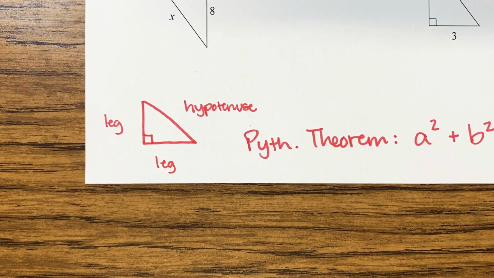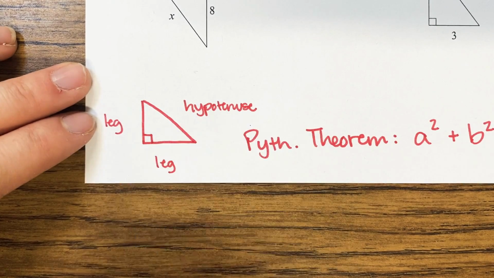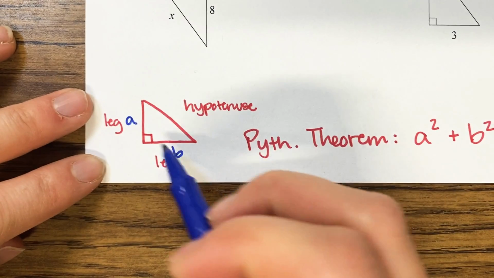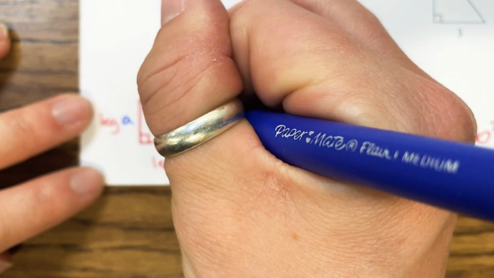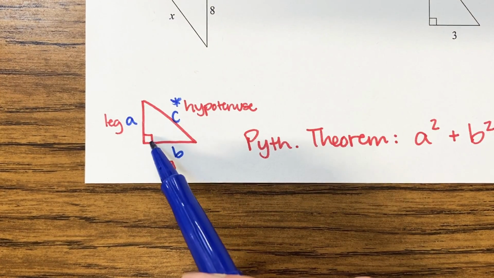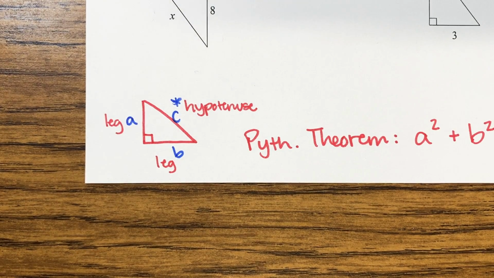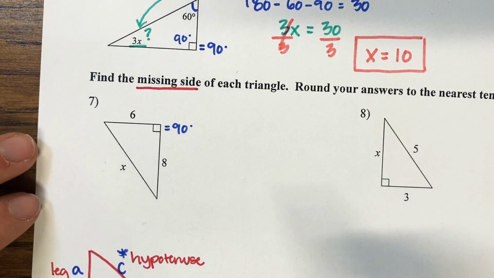Okay, well, that's really going to help us because legs can either be A or B. It actually doesn't matter. We can label this guy A, that guy B. We could have switched it, doesn't matter. The only thing that matters is that C is always the hypotenuse. So C is always right across from your right angle. Okay, so knowing this, let's go ahead and label on number 7, what is our A, B, and C?